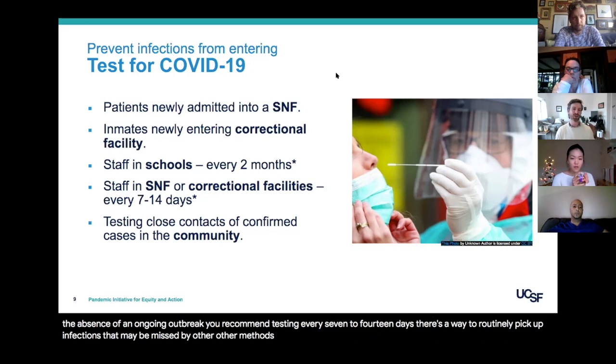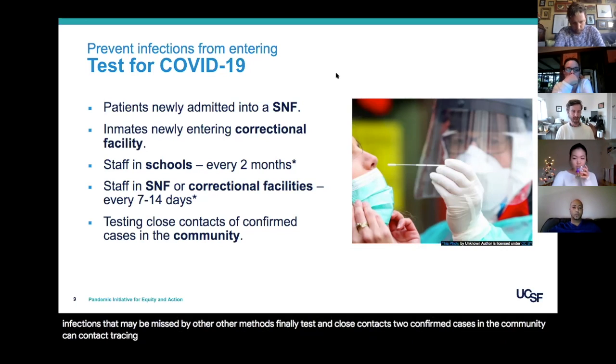And finally, testing close contacts of confirmed cases in the community through contact tracing is a good strategy for identifying workers who may be infected or students who may be infected before they enter into a school or a workplace and risk transmitting infection to others. Next slide, please.